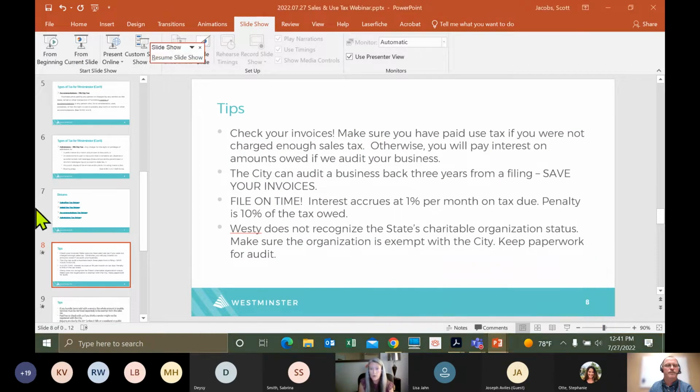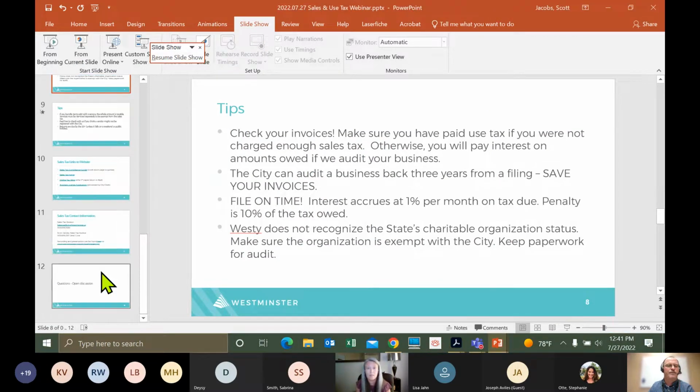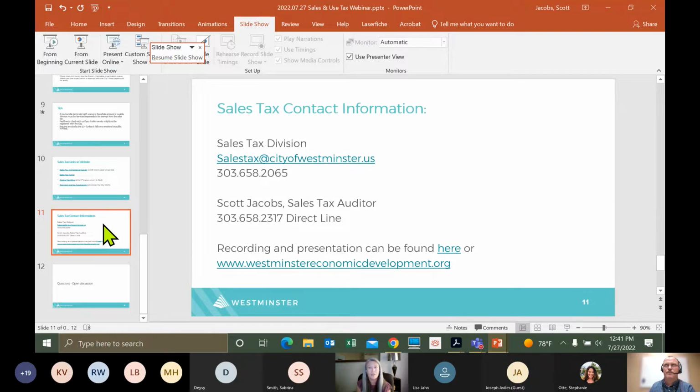Manuel says, for a service-based business servicing multiple cities like plumbing, do you calculate sales tax differently for each city or municipality, or is sales tax based on office location? Good question. The answer is probably not what you want to hear. You'll calculate the sales tax based on where you're doing the work, not where your office is. So if you're doing work in Westminster, you need to look at our tax. If you're doing work in Denver, you need to look at their tax. So it's where you're doing the work, not where your office is.